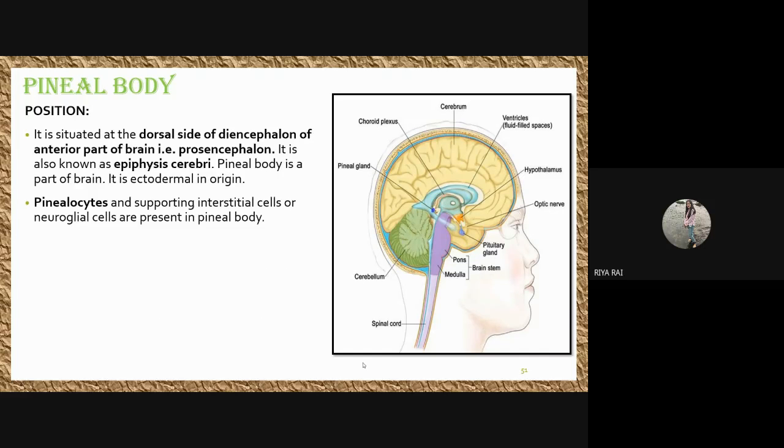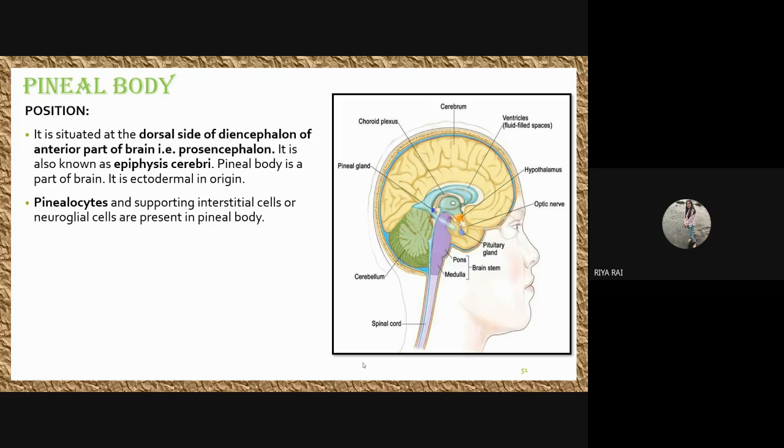Next is the pineal gland. Pineal gland is very small in size, and it is situated at the dorsal side of the diencephalon of the anterior part of the brain, that is also known as the prosencephalon, and it is also known as the epiphysis cerebri. Pineal body is a part of the brain and it is ectodermal in origin.